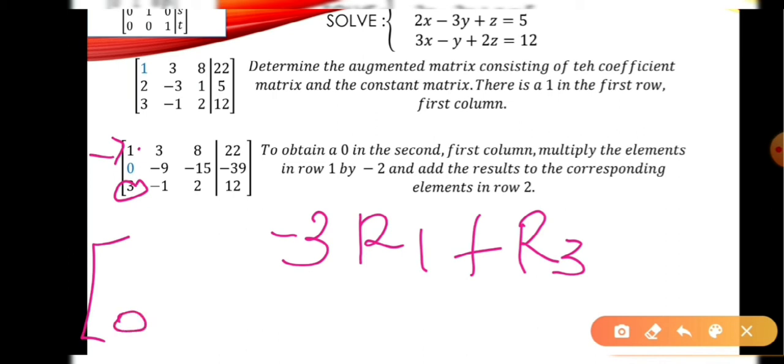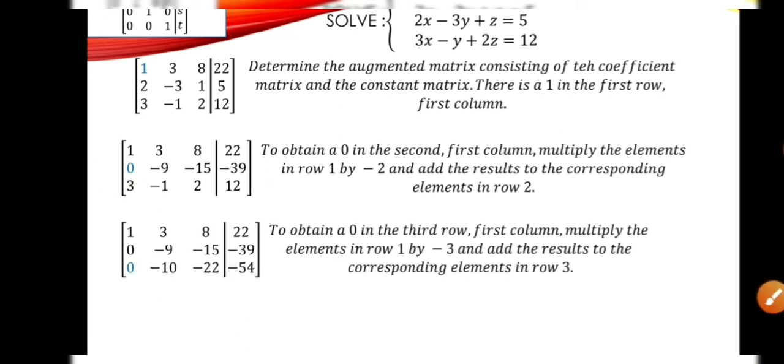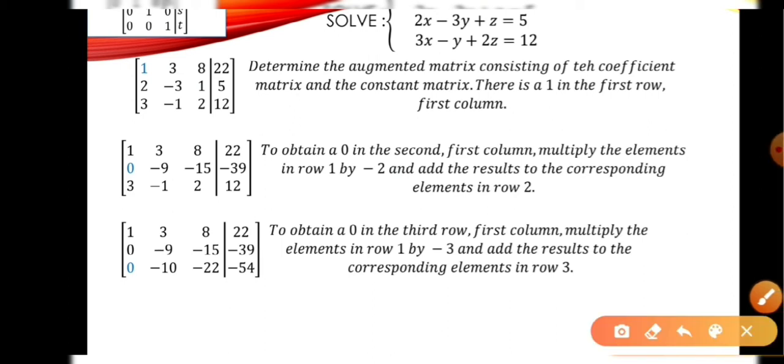Then negative 3 times 3 is negative 9 plus negative 1 is negative 10. Negative 3 times 8 is negative 24 plus 2 is negative 22. Then negative 3 times 22 is negative 66 plus 12 is negative 54. So this is your third row. That's it.